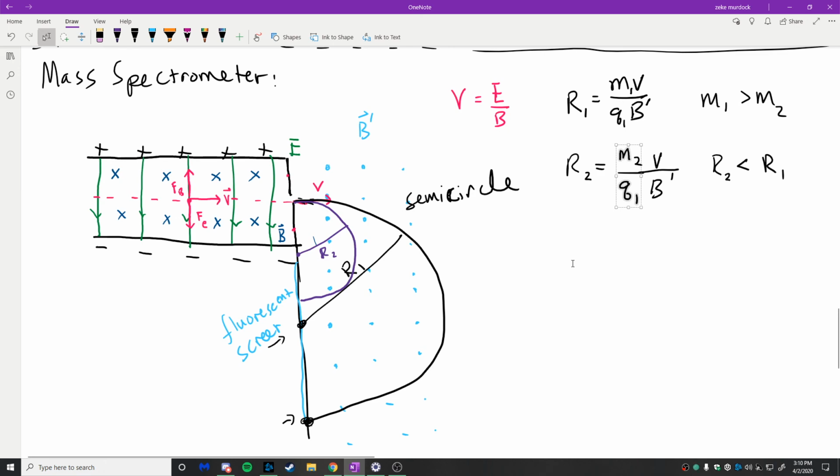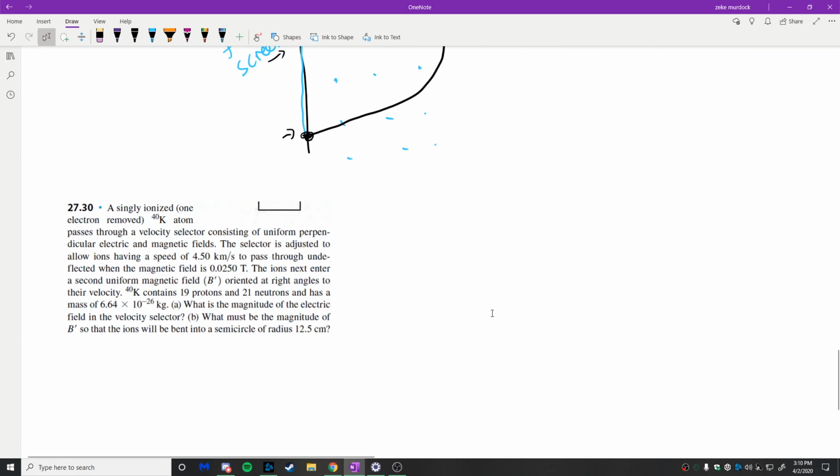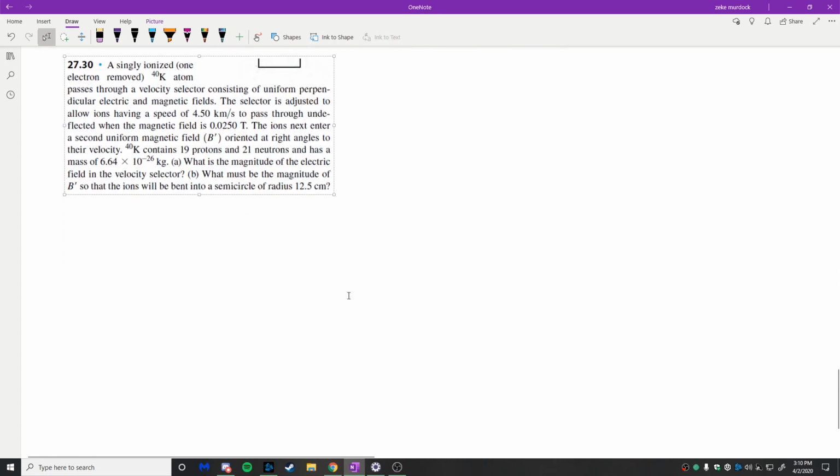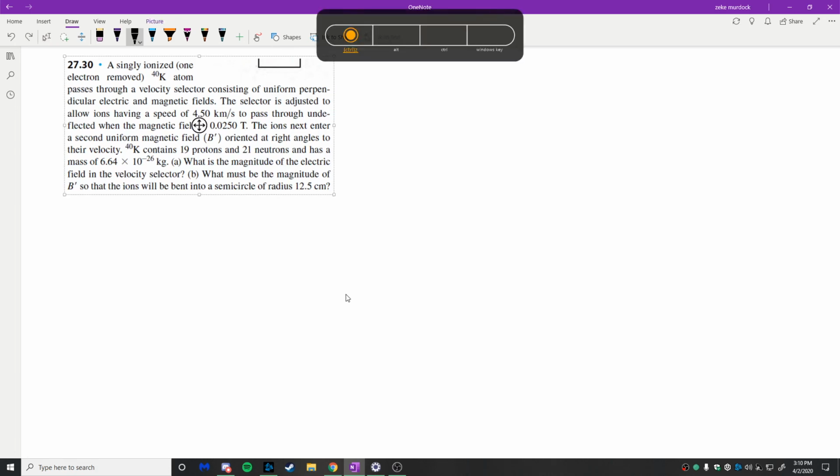Anyway, so it's the mass over the charge that you're really seeing right there. All right, so this is a problem we can do regarding this idea. I don't know if I assigned this problem in your homework or not. Even if I did, it doesn't matter to me. It's a good problem to talk about how you use these things.